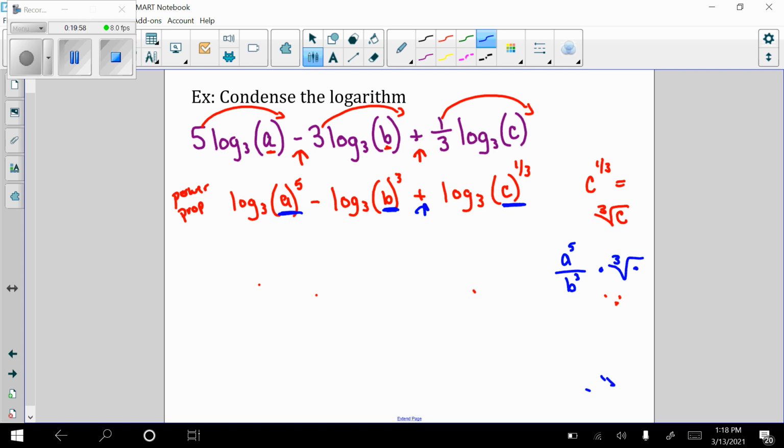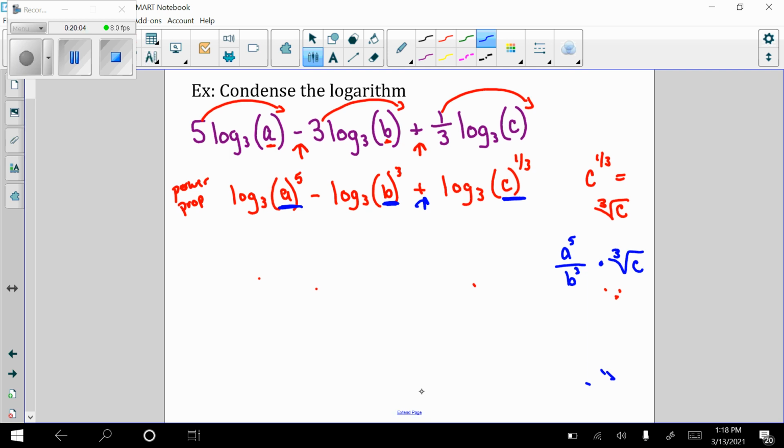You don't typically see logarithms with fractional exponents. So you need to make sure you change those back to radicals. So right here, once I condense this log, that is basically going to be the argument of the logarithm. So now I just go back and I change it to my log base 3. And I create that argument that I just created over off to the side. A to the 5th times the cube root of c over b to the 3rd.